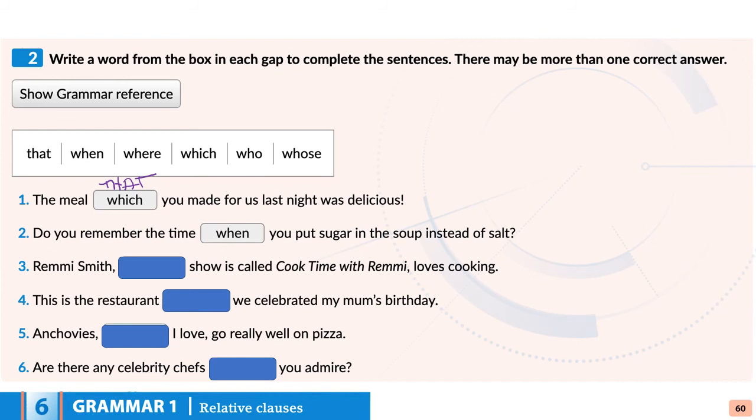Do you remember the time when you put sugar in the soup instead of salt? Number 3, Remy Smith, whose show is called Cook Time with Remy, loves cooking. Number 4, this is the restaurant where we celebrated my mom's birthday. Number 5, anchovies, which I love, go really well on pizza. And the last one, are there any celebrity chefs who you admire?